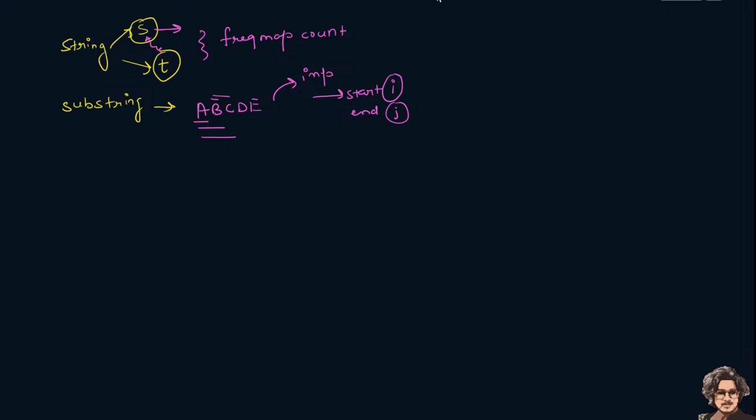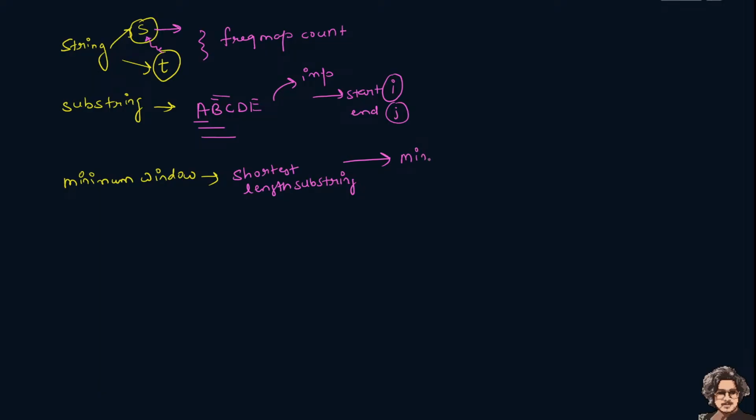In this question they are asking about the minimum window. What does minimum window mean here? We want the shortest length substring. So we need to track the shortest length: if you find that 3 is the shortest till now, and after that 2 becomes the shortest, you have to track that.